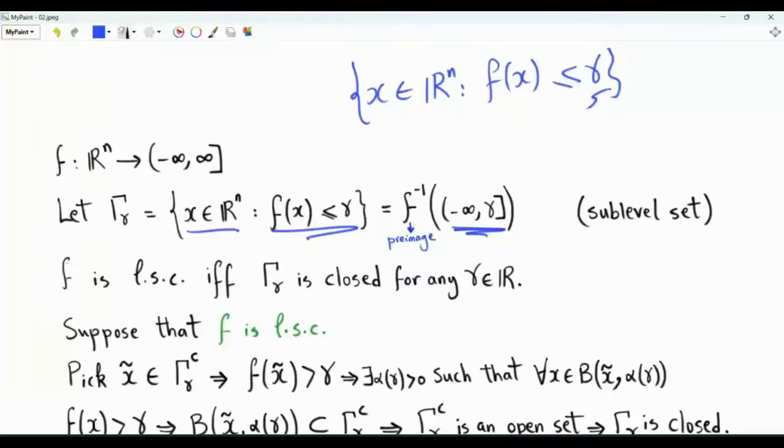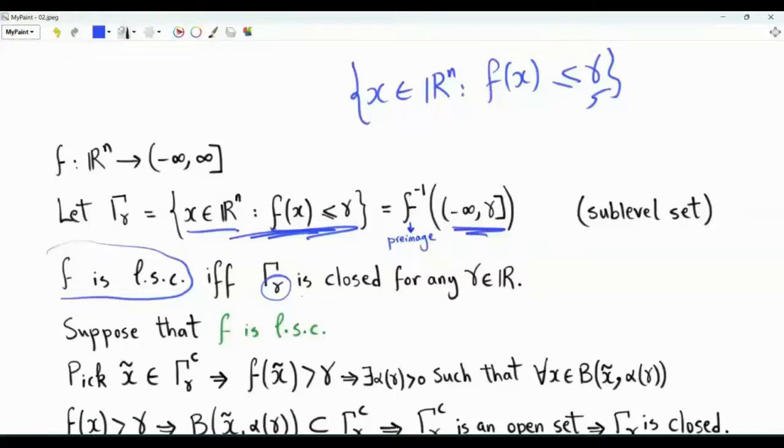Here is our claim. The function f is lower semi-continuous, and I don't say here at x0, so we are talking about the function being lower semi-continuous at every point in the n-dimensional space. F is lower semi-continuous if and only if the sublevel set is a closed set for any choice of small gamma. Let's prove this statement. Let's assume first that f is lower semi-continuous and show that the sublevel set is indeed a closed set.